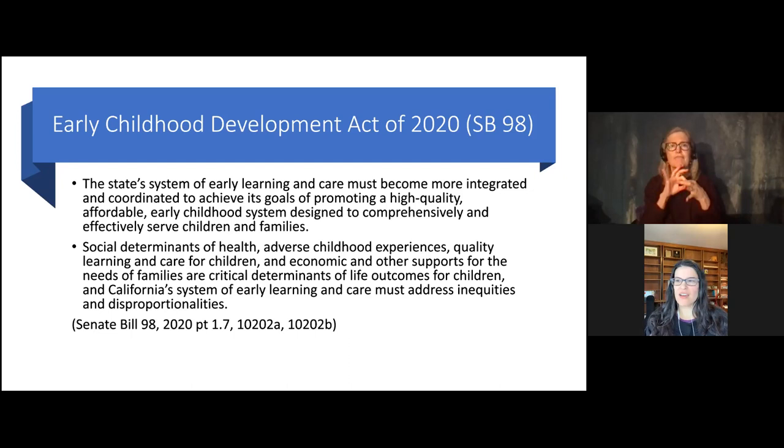And this slide includes some of the intent that was described by the legislature and enacted by the governor as what we are looking for in making this transition. So we ultimately want a high quality, affordable early childhood system that's designed to comprehensively and effectively serve children and families. We also want an integrated system that serves the whole child and whole families and recognizes everything that they need in order to thrive. So with that, I think we can go ahead and go to the next slide.